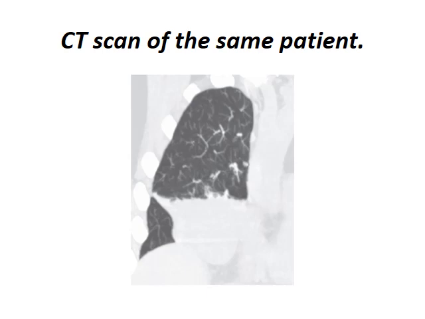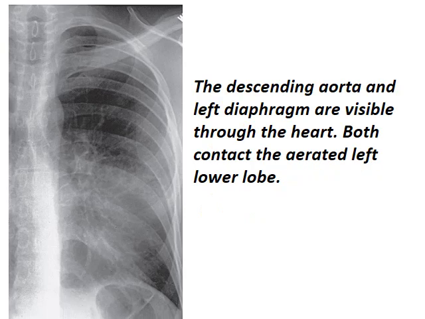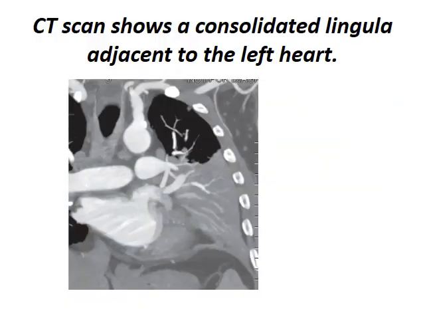So, CT scan of the same patient. There is a silhouette sign of the left heart border. In this X-ray, the left heart border is not clearly visible, but the descending aorta and the left diaphragm are easily visible through the heart. So that means they both come in contact with the aerated left lower lobe. So it's due to consolidation of the lingula. The CT scan shows consolidated lingula adjacent to the left heart.